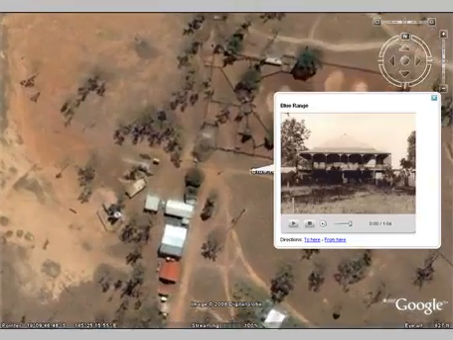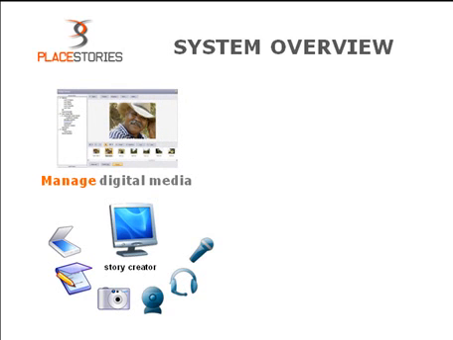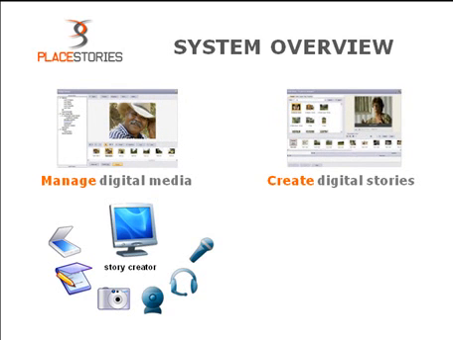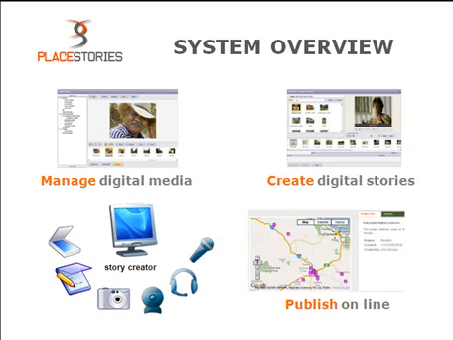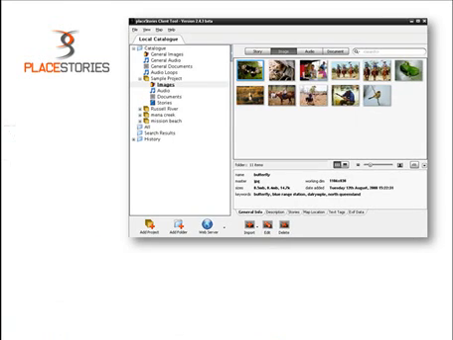PlaceStories is an easy to use system for managing digital media, creating digital stories, and publishing online. The PlaceStories system consists of two main parts. The first part is a software program that is free to download and install on a Windows PC to manage digital media and create digital stories.